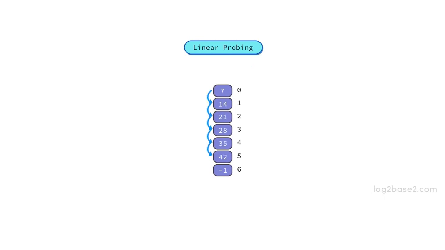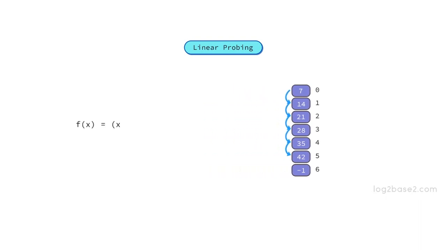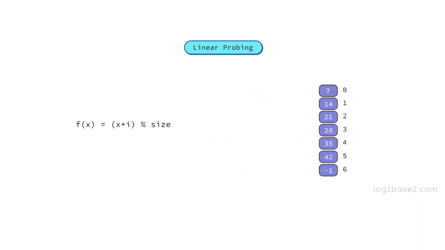So in linear probing, if any collision occurs, the formula to calculate the new key value is f of x equal to (x + i) mod size, where i equals 1, 2, 3, 4, etc.